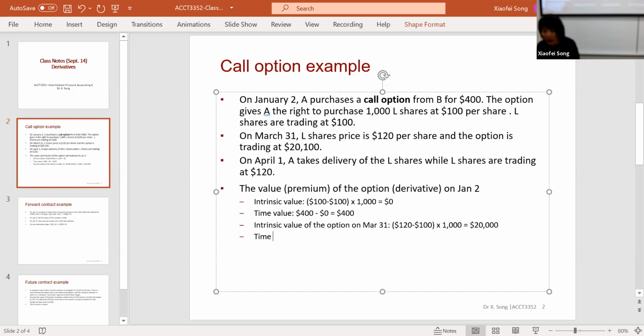And what about the time value on March 31st?